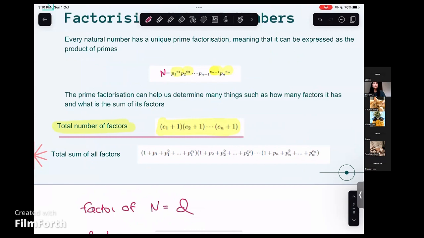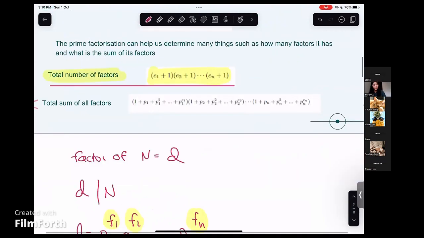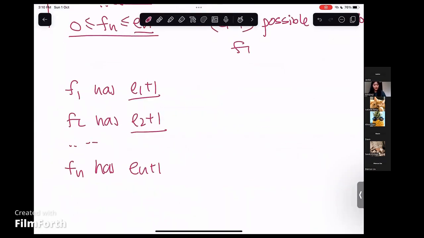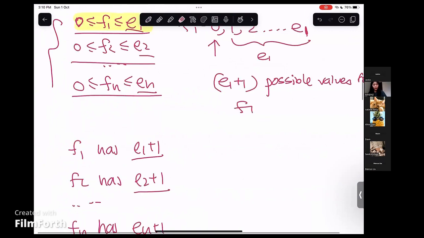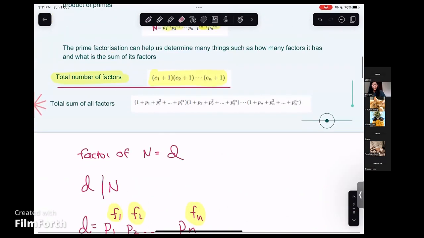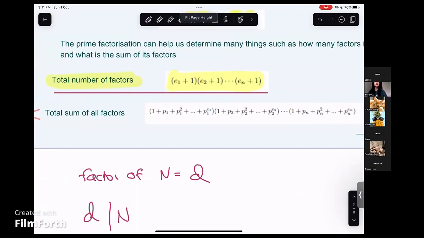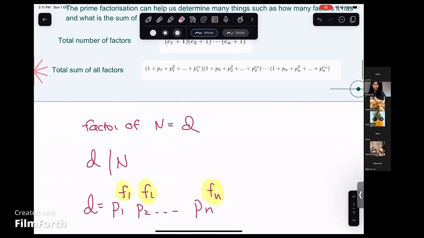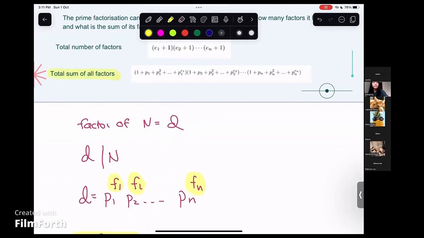Because we just pick one exponent from each of the possibilities, and there's E1 plus 1 for this, E2 plus 1 for this, and then En plus 1 for this, all the way down. So that's how you can think about where we get this formula from, but if you wanted to prove it more rigorously, you can think about it in more depth if you have free time. Okay, so now let's look at the total sum of all factors, right?